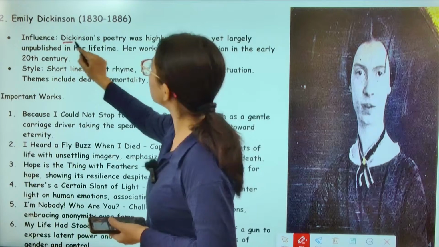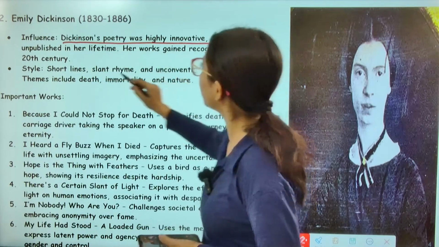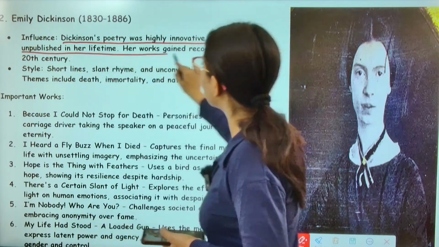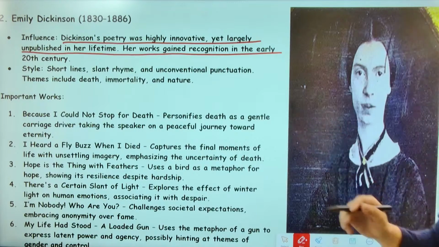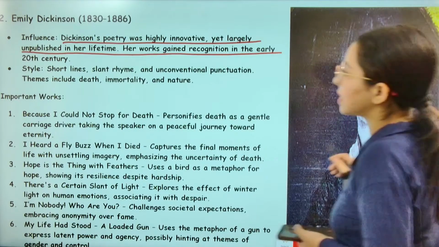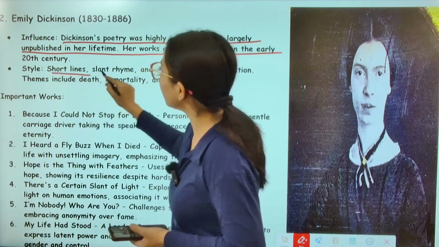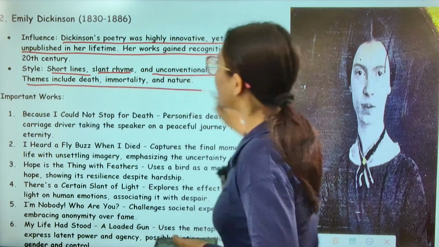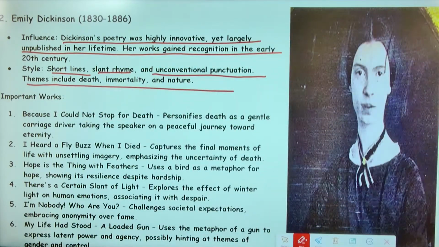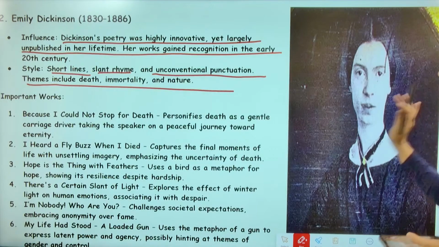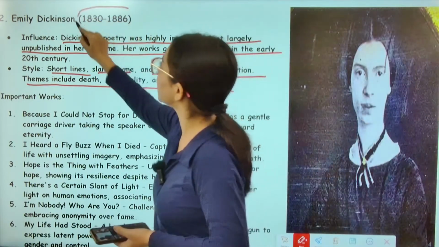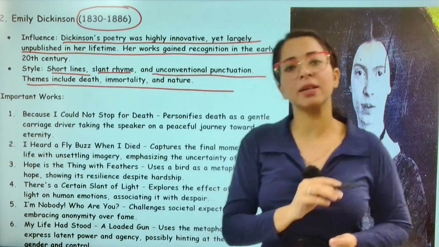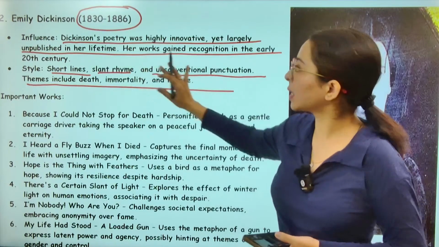Influence: Dickinson's poetry was highly innovative, yet largely unpublished in her lifetime. Her works gained recognition in the early 20th century. Her lines were short, with slant rhyme and unconventional punctuation. Themes include death, immortality and nature. So Emily Dickinson's work spans 1830 to 1886, her birth year and death year, and these were the key points.